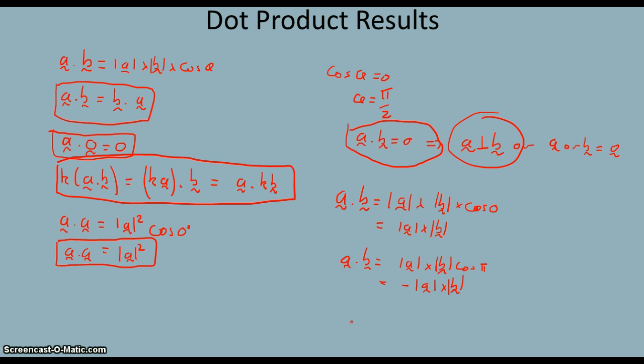And the final property of the dot product, which I won't prove here, but if I was in a classroom I would, is the distributive law. A dot (B plus C) is the same as A dot B plus A dot C.